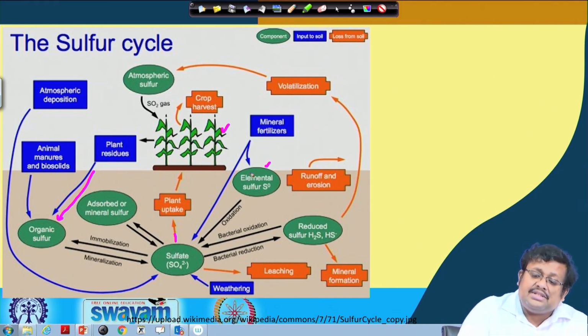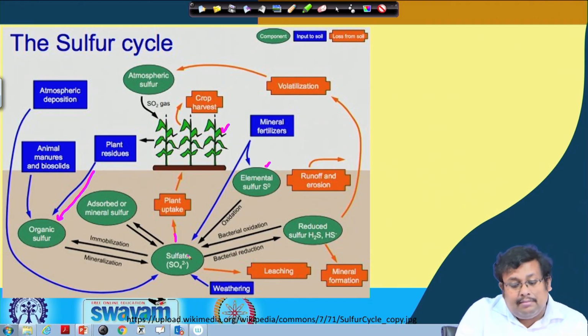Now, this volatilized form of sulfur or H2S gas can produce the atmospheric sulfur, and this atmospheric sulfur further is absorbed as a sulfur dioxide gas by the plant. So, this is how sulfur moves through the soil.